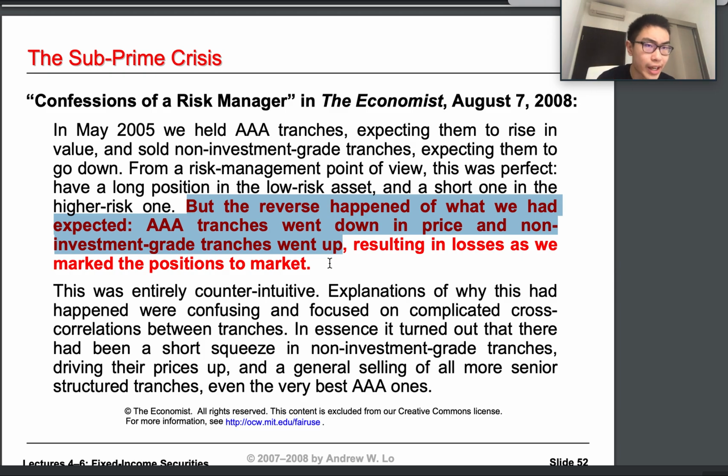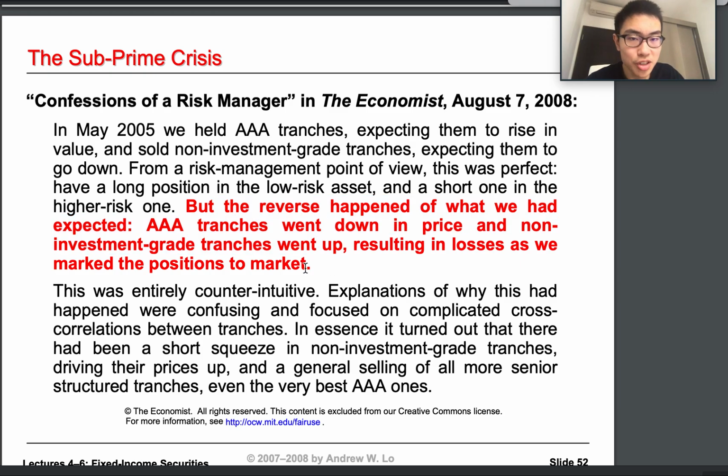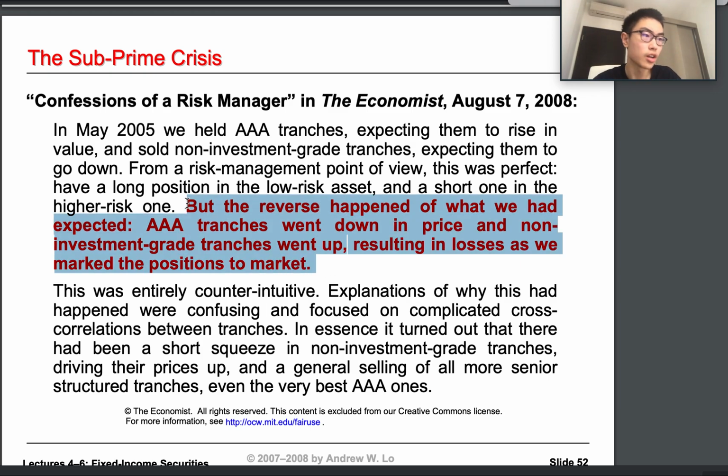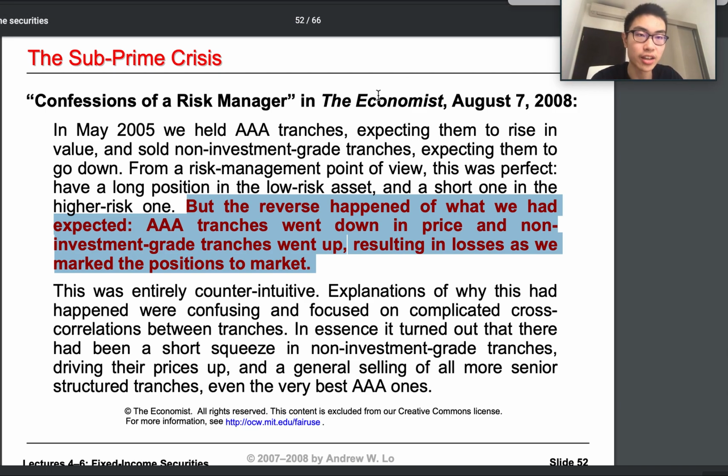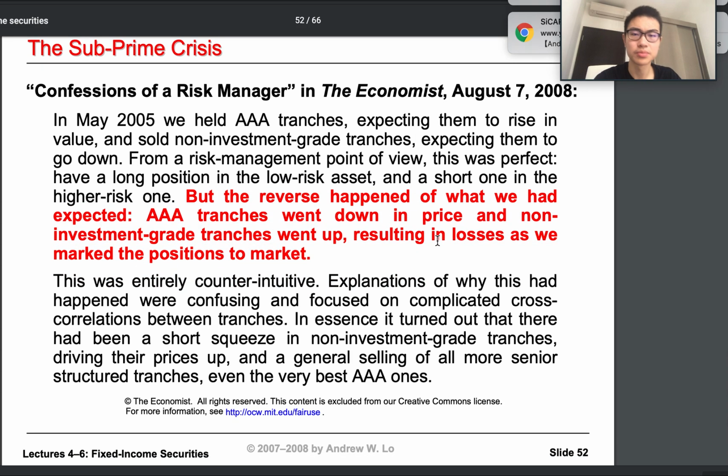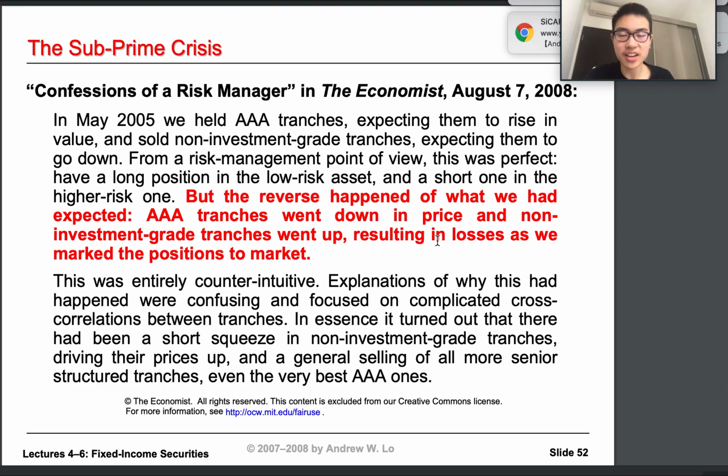Now the person is describing the completely reverse side of the securitization process that we were admiring. So securitization is not going to work if correlation is an issue. If correlation does change in the market, if there is a higher correlation, then we're decreasing the differences, the disparities, between our senior tranche and junior tranche. And sometimes, like what a banker said, published in the Economist, the reverse can happen: the AAA tranche goes down in price, and non-investment grade tranches, which are C, D, B rated bonds, went up, resulting in losses. That can be an issue as well. So this was entirely counterintuitive, right?